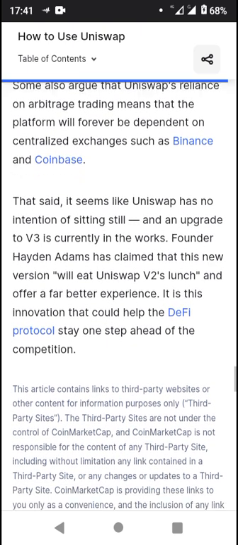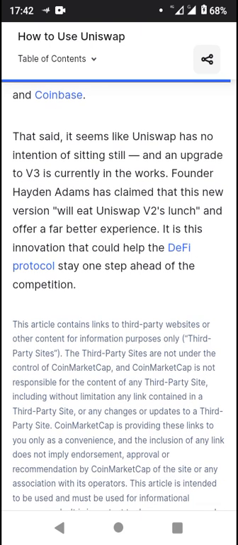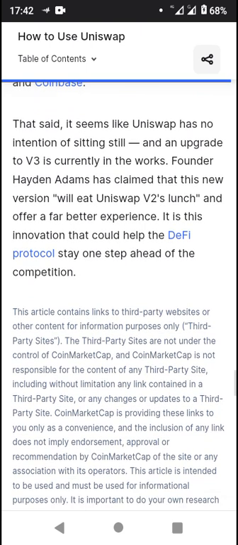That said, it seems like Uniswap has no intention of sitting still, and an upgrade to V3 is currently in the works. Founder Hayden Adams has claimed that this new version will eat Uniswap V2's lunch and offer a far better experience. It is this innovation that could help the DeFi protocol stay one step ahead of its competitors.